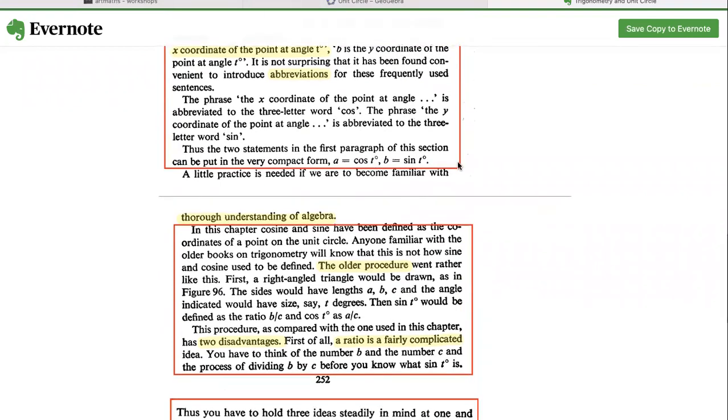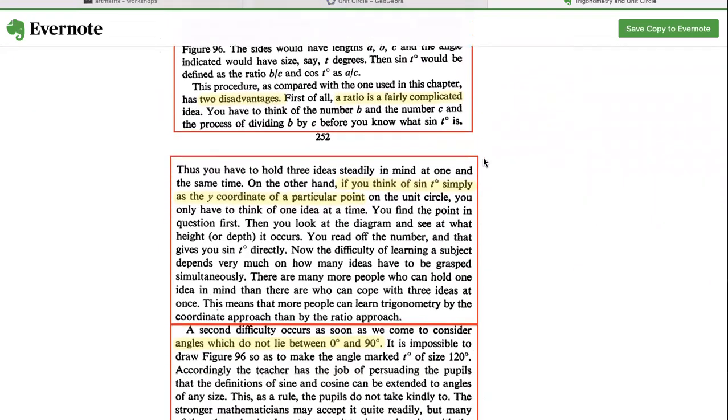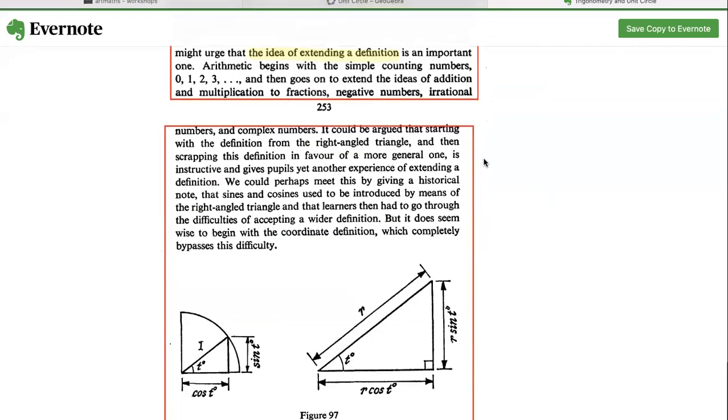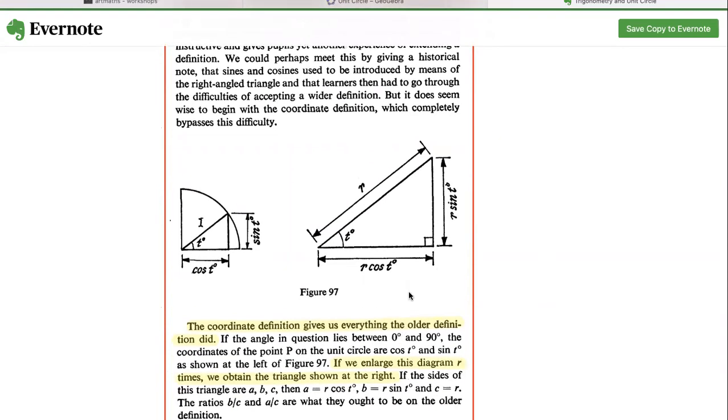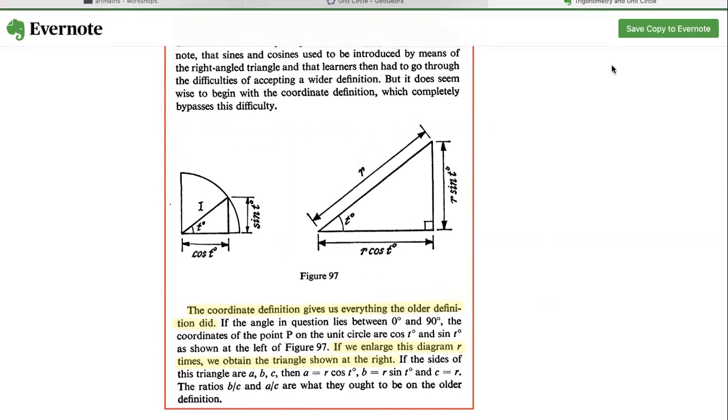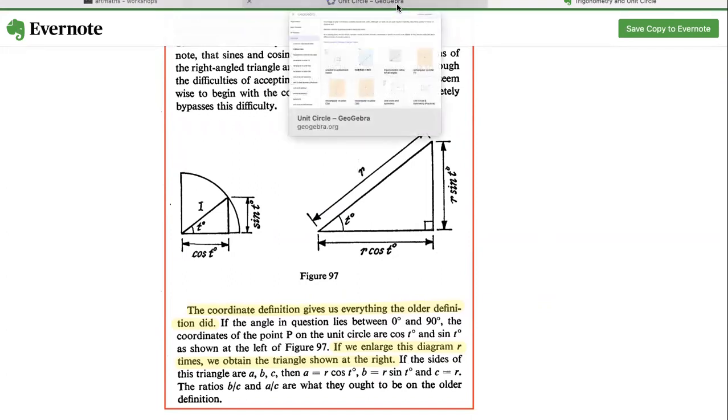This is also explained by this author. But it can be extended, of course, by treating it as a point on the unit circle. Then you can talk about it generally and describe the position of points which are not on the unit circle, based on the coordinates, the sine and cosine of an angle. So this is a reference for you to consider if you want to look at the background of my teaching approach.